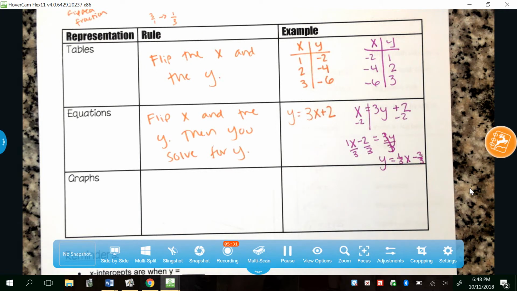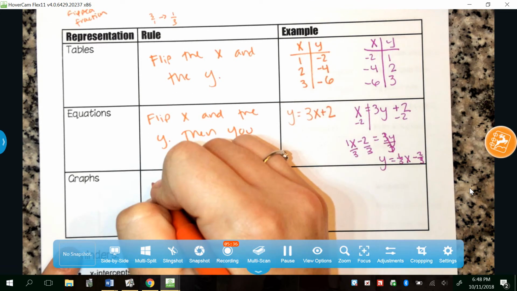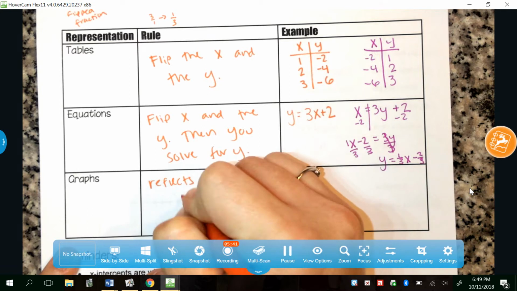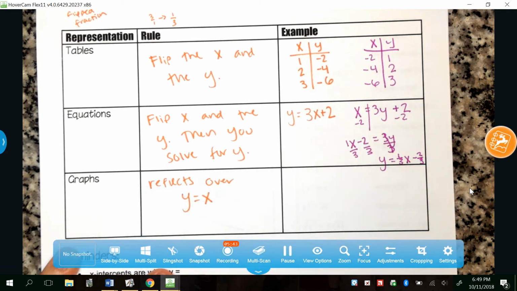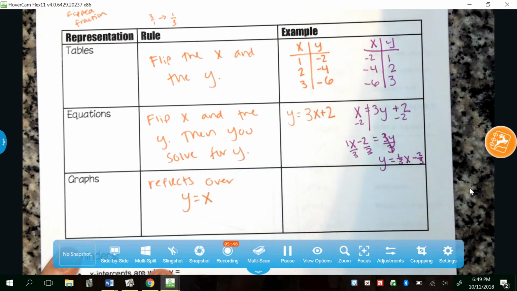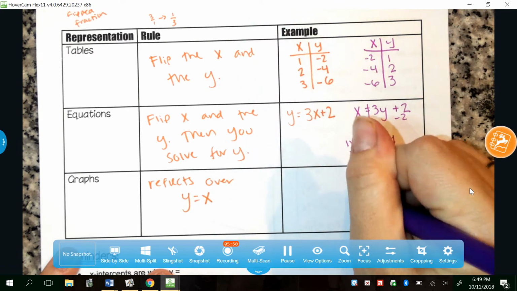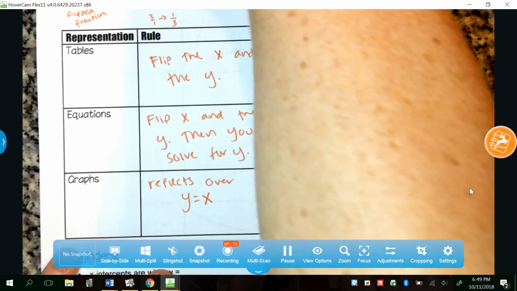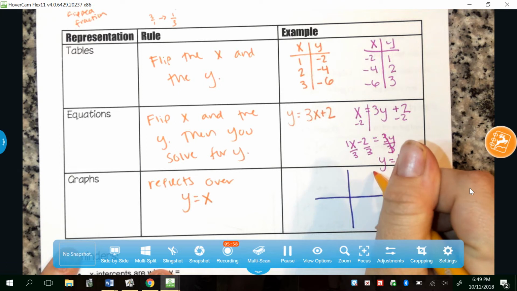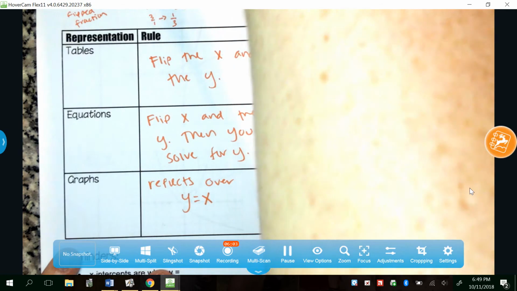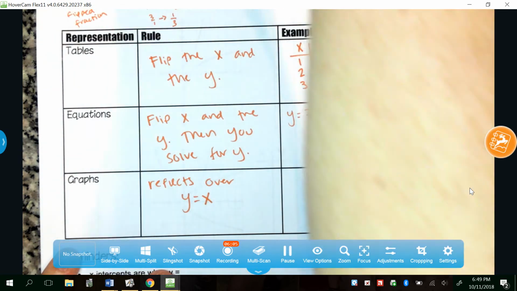Okay, so when doing graphs, it reflects over y equals x. So if we have a graph, okay, I'm going to draw y equals x. Remember, that's your linear parent function. So it looks like this. It cuts it kind of in half diagonally. So pretty much this is flipping diagonally.